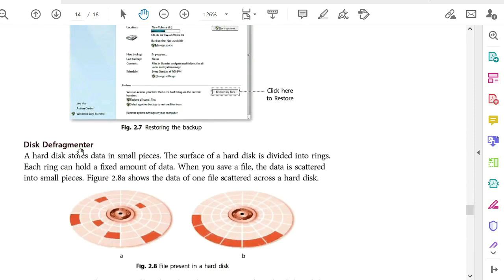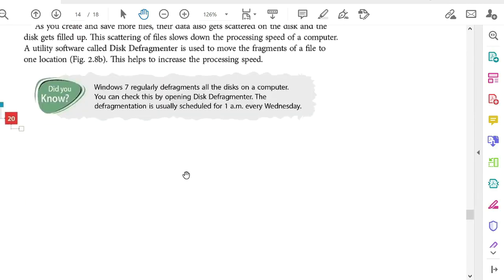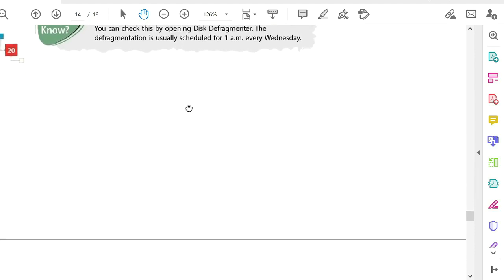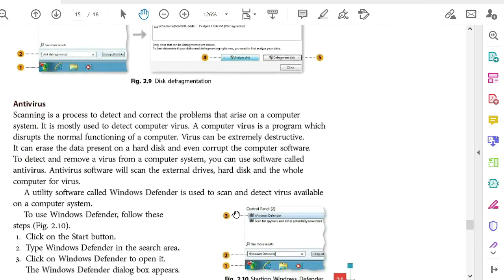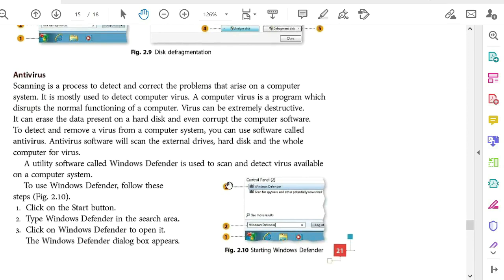Then disk defragmenter is another very important utility software which is used to defragment our drives to make our computer faster. Disk defragmenter is used to bring the fragmented data into one place. That is called defragmentation. No need to read this. Did you know? It's not important. The steps also no need to learn. Then antivirus. What is antivirus? Only you will learn those things. Don't go through the steps.